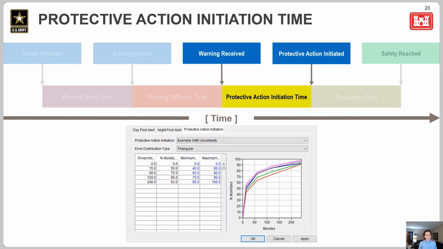Once that message gets to the public, there's still another delay between somebody receiving the message and somebody actually acting on it. That's the protective action initiation time. And this is going to be based on how good that message is. Does it have the adequate information? Is it persuasive enough? And how connected is your population? Do you have isolated groups that aren't going to get the message? Is the message only in one language? And so the Spanish-speaking population won't be able to understand an English message as easily, might increase that delay time. Factors like that are going to extend this time.